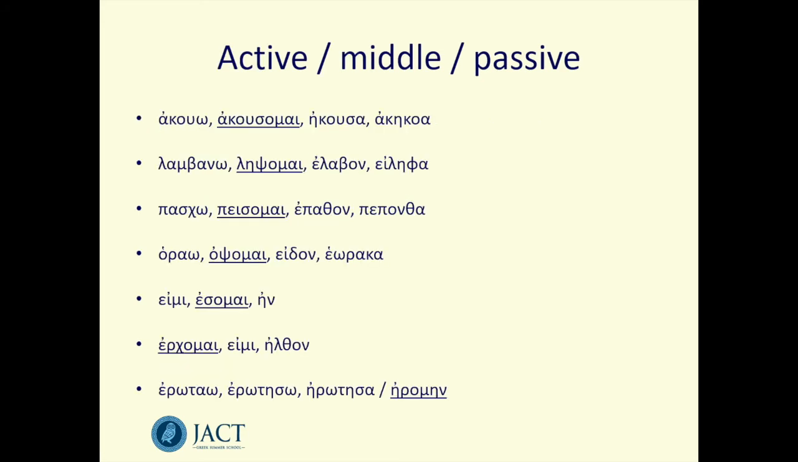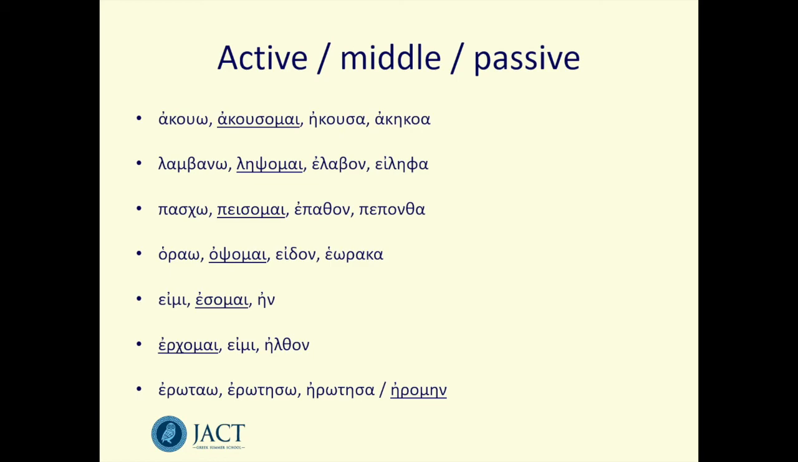There is often no distinction of meaning between active and middle. Many irregular verbs have some tenses that simply use the middle form without having a different meaning. This is very common in the future tense, but it can happen in other tenses too. So the future tense of akouo, lambano, paschо, horao, are all middle without any change of meaning.